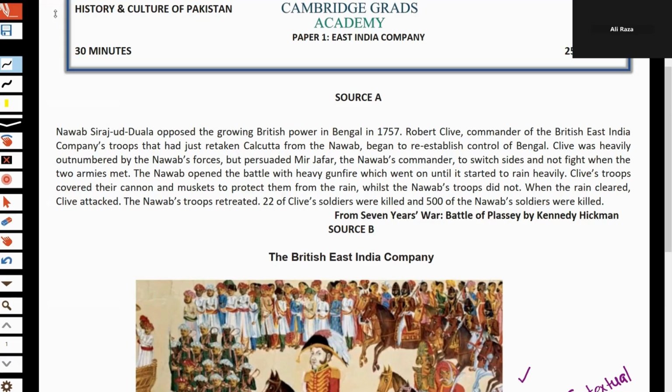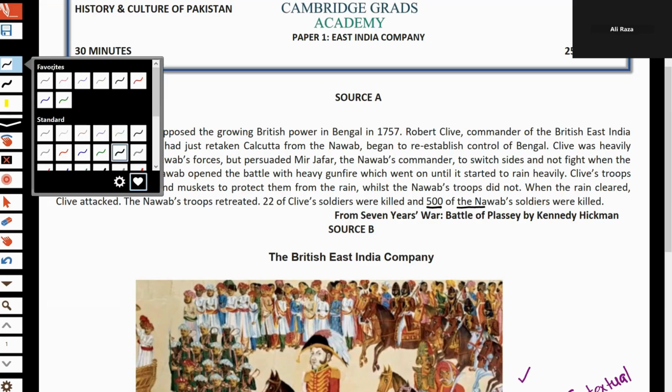Now, this is the most important point which most of the students miss. Okay, at that time, due to the outfiring of the cannons, they were able to kill most of the Nawab's army men, and these men who died at that time were about 500.